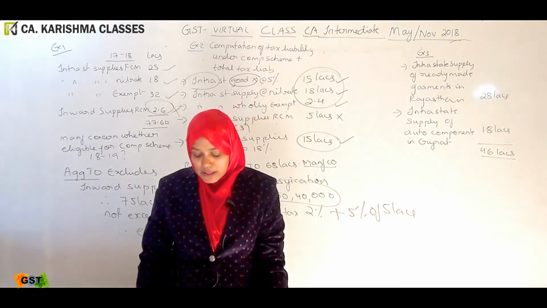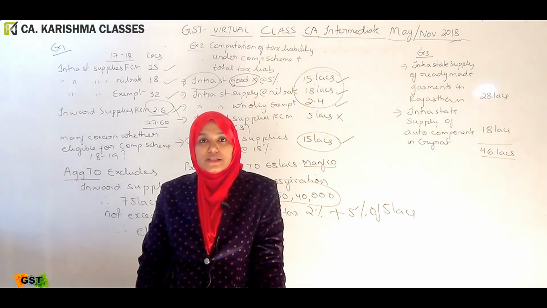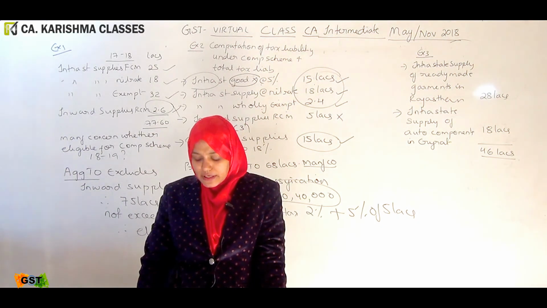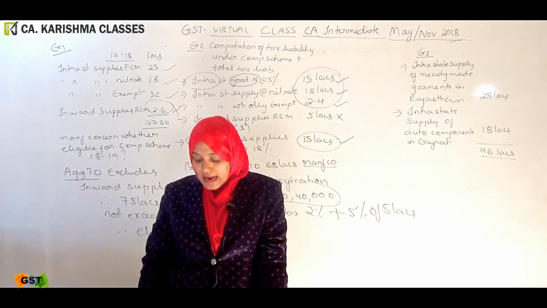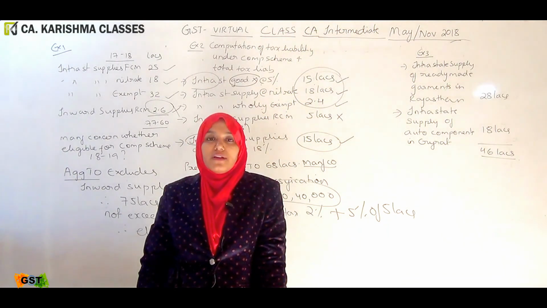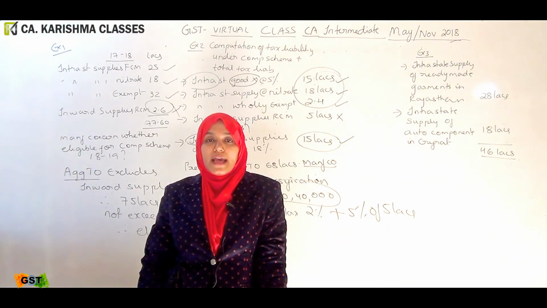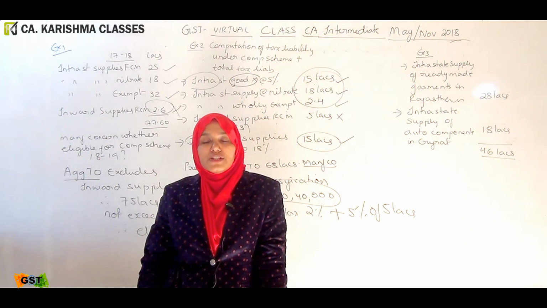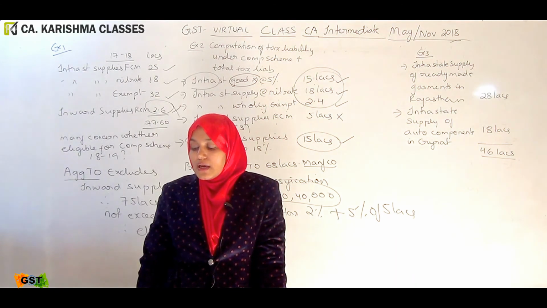Okay, another example: option for composition scheme. I'll read it out for you. Look at the question. XYZ Limited, a manufacturing concern, had effected intrastate supply of 20 lakhs, local supply, and interstate supply of 25 lakhs. So they have local supply and interstate supply. The question is, can they opt for the composition scheme under section 10? What do you think should be the answer?